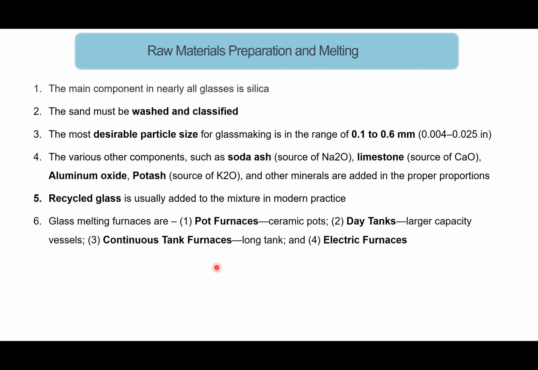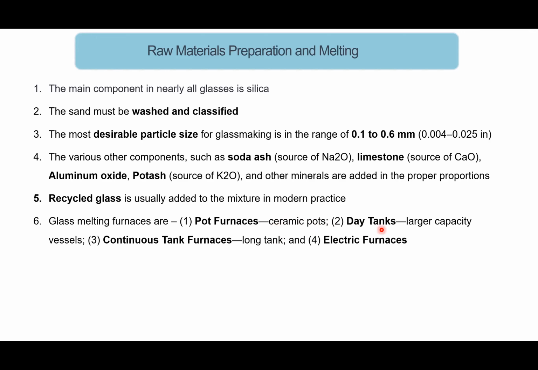And there are 4 types of glass melting furnaces. One is the pot furnace. Pot furnace means it's a kind of batch process. You are using a large ceramic pot to melt the glass, and then you put the molten glass into the various molds to do the casting.